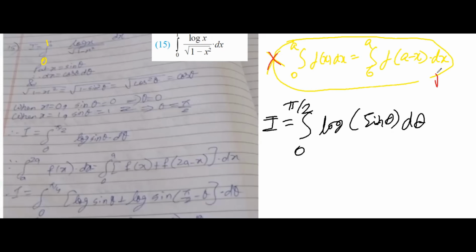Because in the denominator I am getting minus 2x minus x square. That's the reason this property is not going to work. So I have to change my approach. What is the second approach?